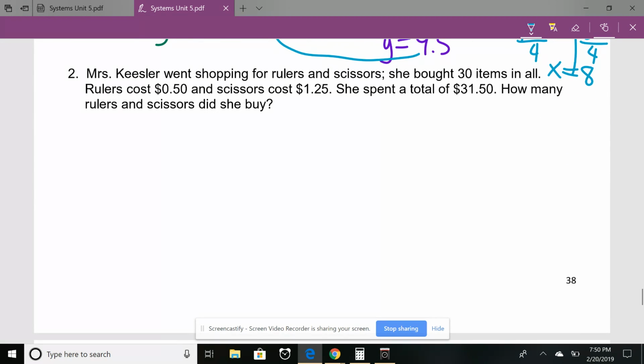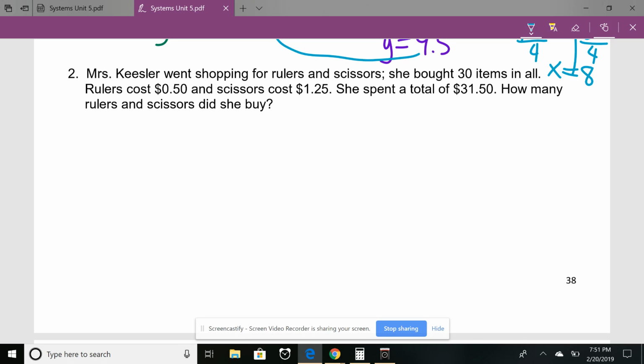All right, so it says Mrs. Kiesler went shopping for rulers and scissors. She bought 30 items in all. Rulers cost 50 cents and scissors cost $1.25. She spent a total of $31.50. How many rulers and how many scissors did she buy?